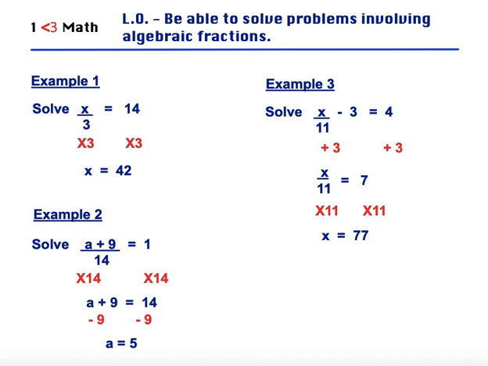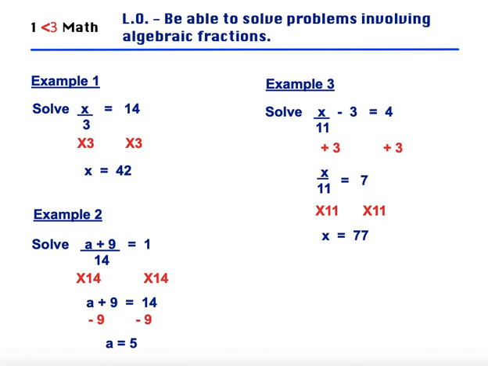And again, you can check it. 77 divided by 11 minus 3. 77 divided by 11 would equal 7. Take away 3. Yes, it does equal 4. We know we are correct. So there's 3 examples.